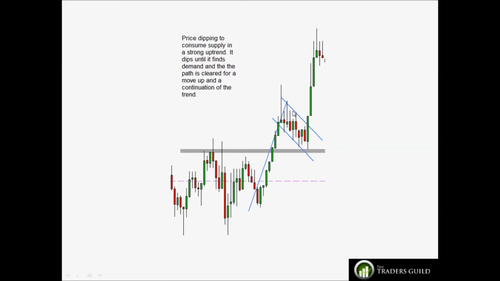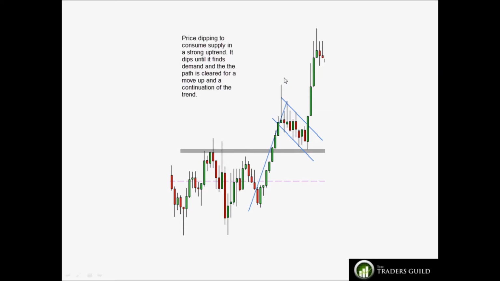So it's just another pattern like the compression or the supply demand consumption patterns that we spoke about in the previous video. But this is just a specific pattern that highlights the price action that is occurring.